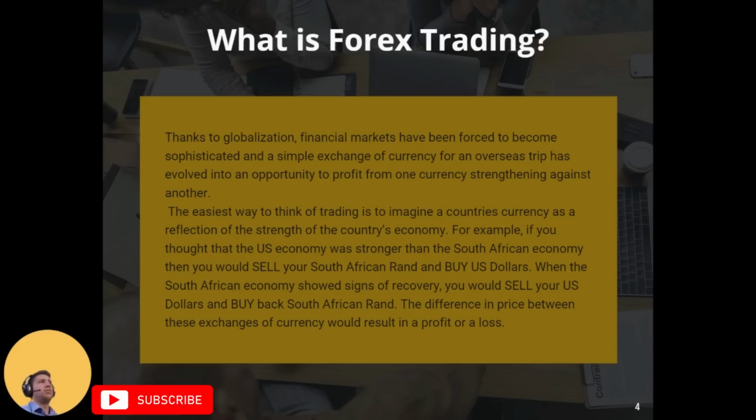What is Forex trading? Thanks to globalization, financial markets have been forced to become sophisticated, and simple exchange of currency for an overseas trip has evolved into an opportunity to profit from one currency strengthening against another. The easiest way to think of trading is to imagine a country's currency as a reflection of the strength of the country's economy. For example, if you thought that the US economy was stronger than the South African economy, then you would sell your South African rand and buy US dollars. When the South African economy showed signs of recovery, you would sell your US dollars and buy back South African rand. The difference in price between these exchanges of currency would result in profit or loss.